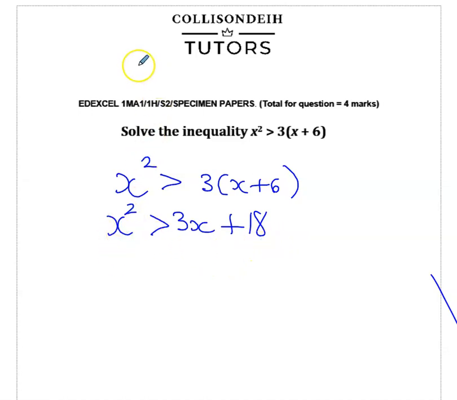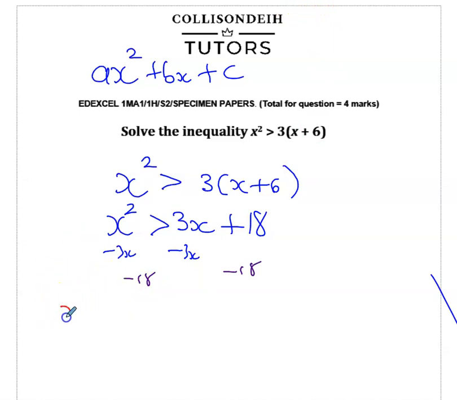Now, we all know that quadratics would always come in the form ax squared plus bx plus c. So we would want to put this in that form in order to help us solve it. So that would mean we subtract 3x from both sides and then subtract 18 as well from both sides. That would then bring us to x squared minus 3x minus 18 is bigger than 0.